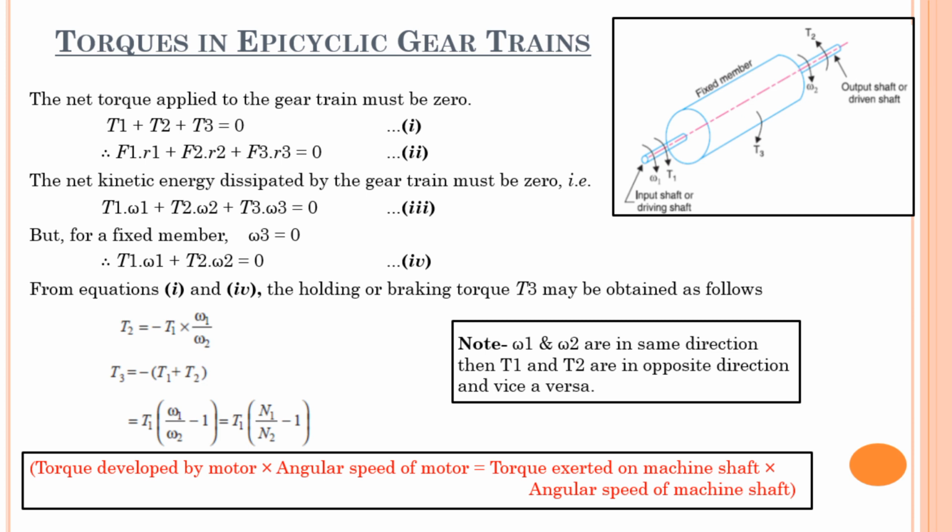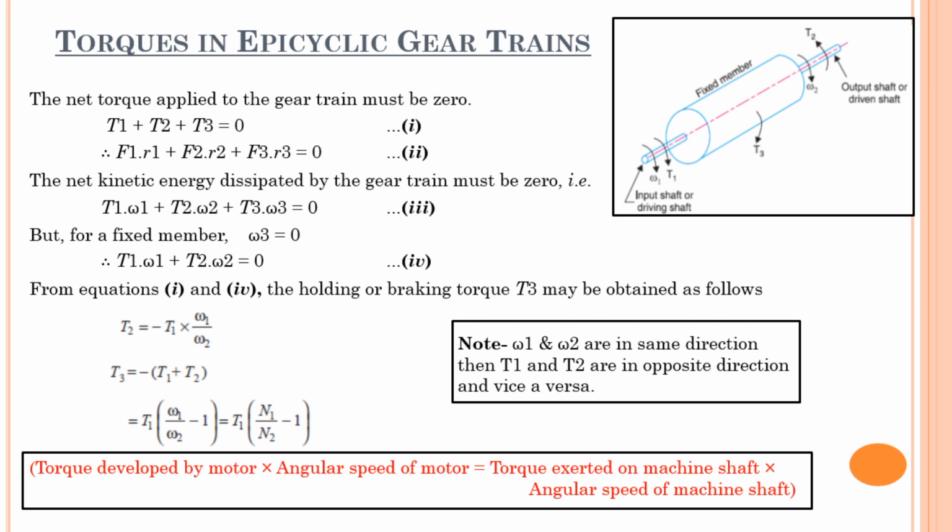Now the same equation 1 I can write as F1R1 plus F2R2 plus F3R3 equal to 0, that is, torque tau 1 I have written as the product of F1 into R1, where F1, F2, F3 are the corresponding externally applied forces at radius R1, R2 and R3 in the three members. Consider it as the second equation.